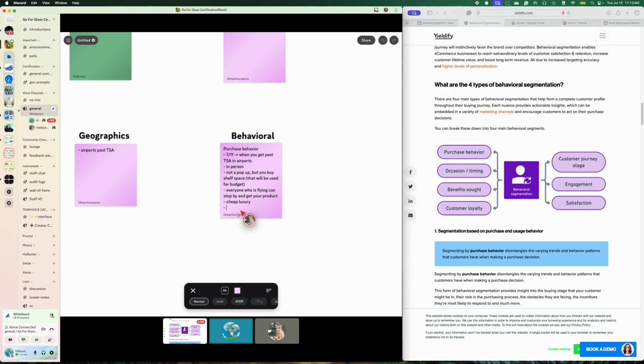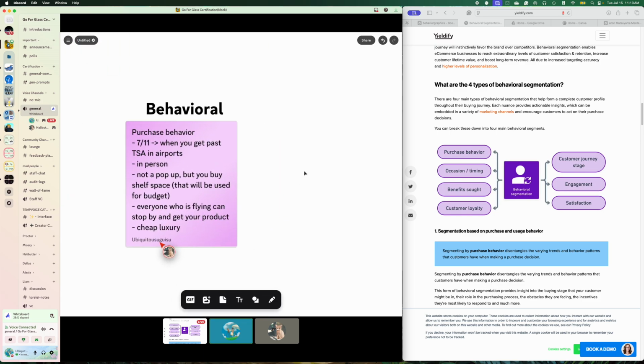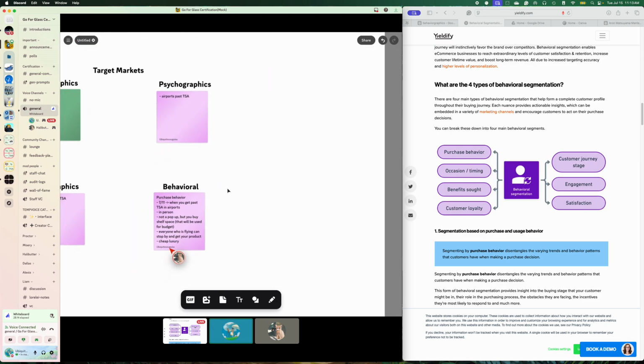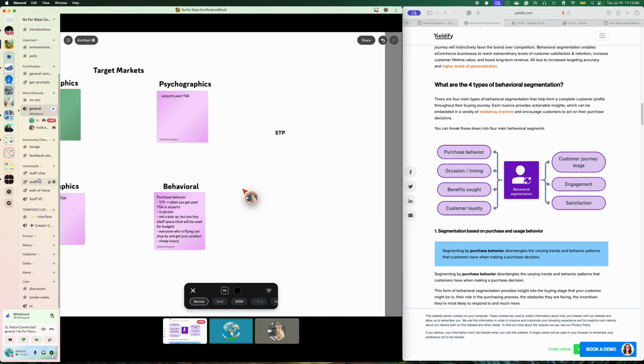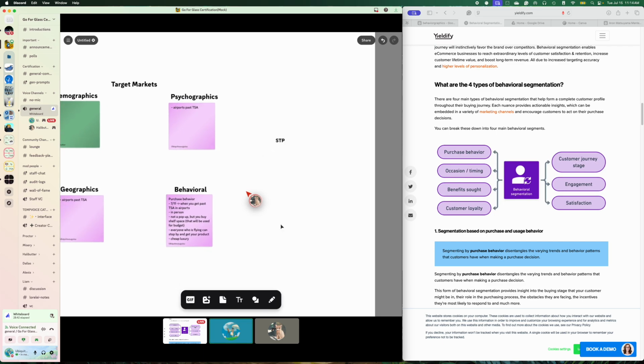That's a great point. Okay, so I'm going to make a new sticky note right after here. And are you familiar with STP? No. Okay. I know ATP. So, STP... Give me a second. I'm trying to grab something on my end. So this is segmentation, targeting, and positioning.